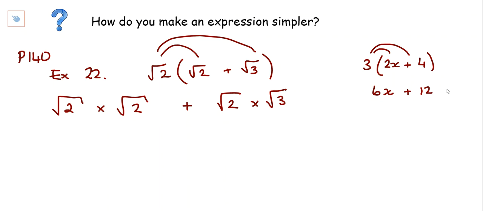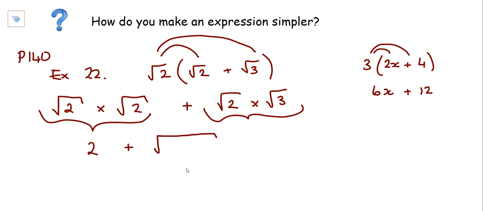Okay, so what do I do now then? Since root 2 times root 2 just makes 2. So root 2 times root 2 is 2. Which is then plus a big root. Yeah. 2 times 3. Okay. Are you all happy with that at that point? Which equals 2 plus root 6. And then it equals 2 plus root 6. Okay.